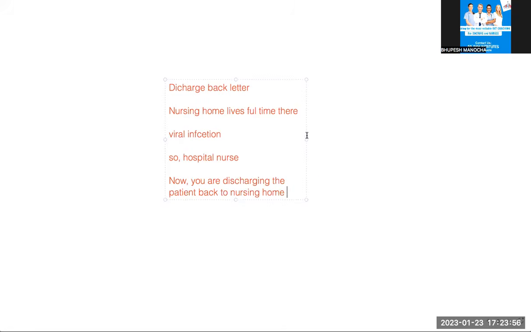So when you are sending the patient to the same nursing home, you don't write medical history, no medical history, no social history, because you know that he stays there full time. So they must be knowing about the social history and medical history. Why would you write them? So it becomes a discharge back letter. You say it's a discharge back letter.